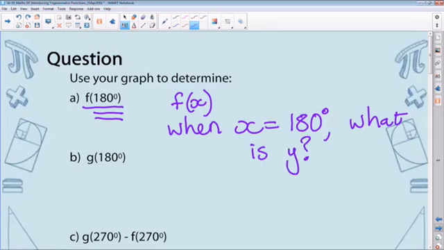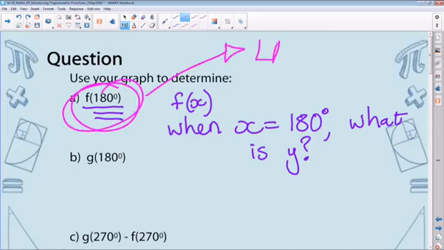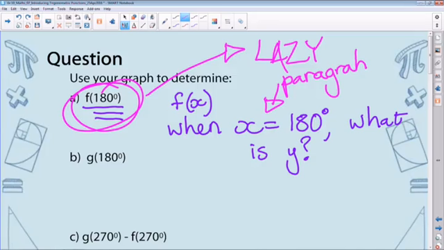Okay, and the reason we write it like this is because mathematicians are lazy. We don't want to write out a paragraph. That's a paragraph. So we rather write down things in function notation. So this is function notation, and it's just a much easier way of writing things down.